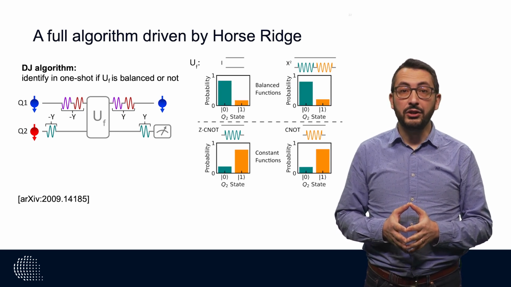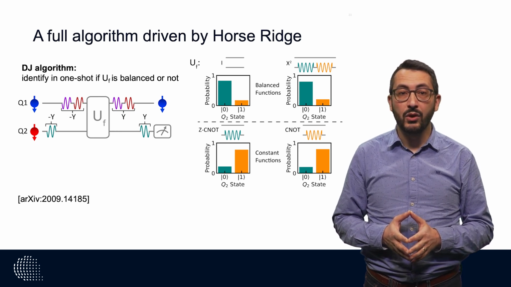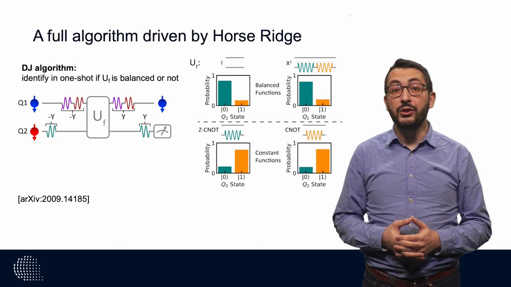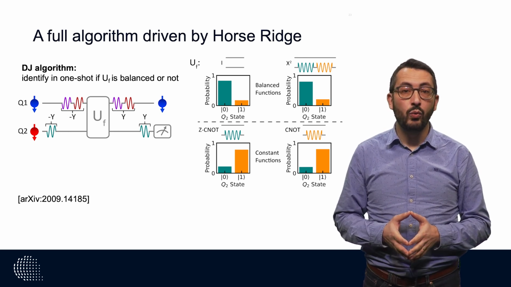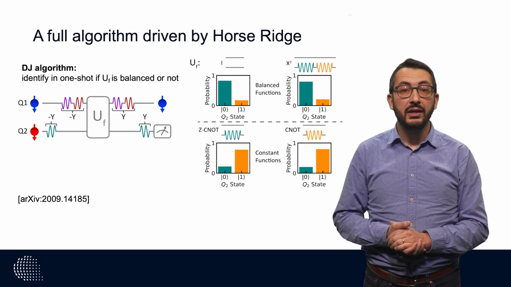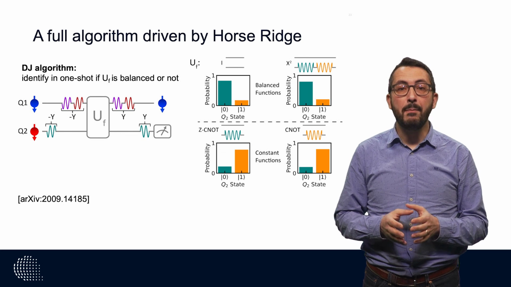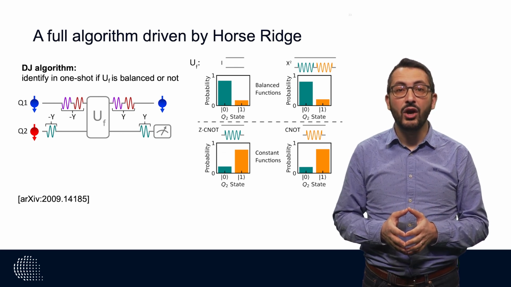We observe on the top that the state of qubit 2 has a high probability to be equal to 0, which means we have a balanced function, while on the bottom, we see that qubit 2 has a high probability to be in state 1, which means we have a constant function. This proves that we can run the full algorithm using microwave signals generated by an electronic driver operating at cryogenic temperature.